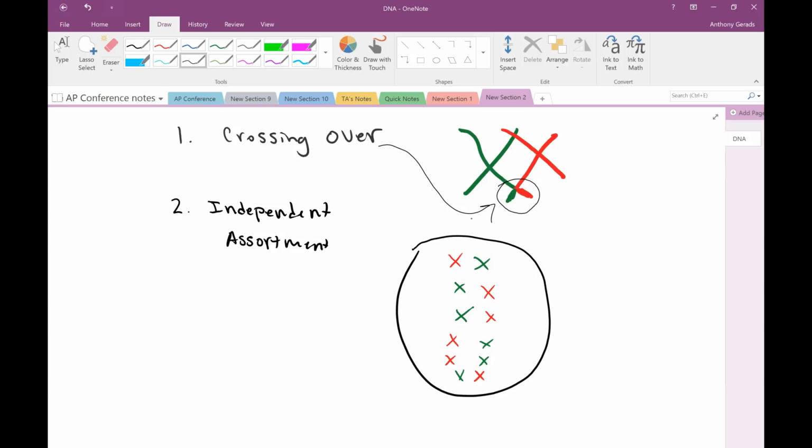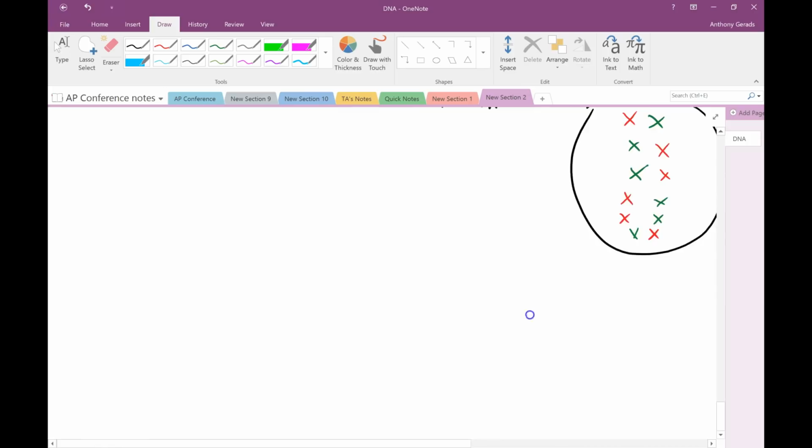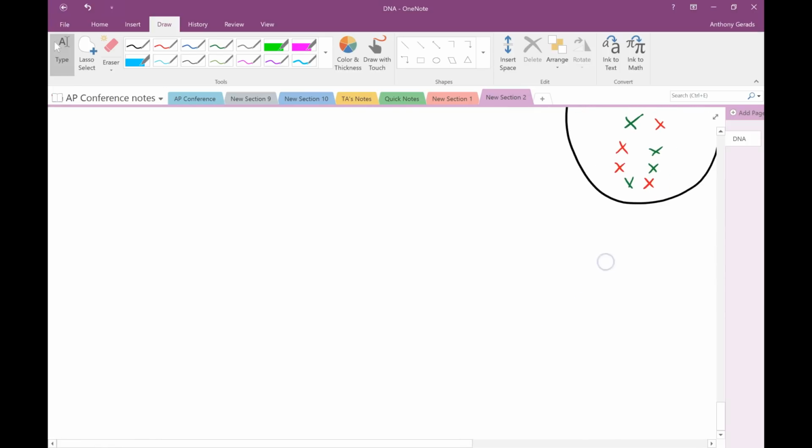Okay? That's two ways we get variation. That's why you don't look the same as your brother and sister. Maddie, I'm sorry about that. Your brother's a good-looking guy. Okay.